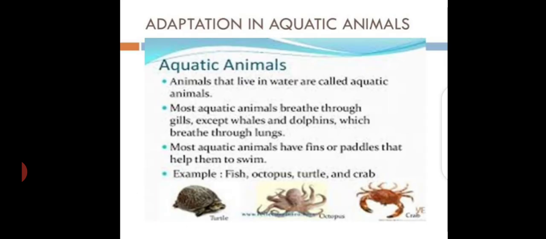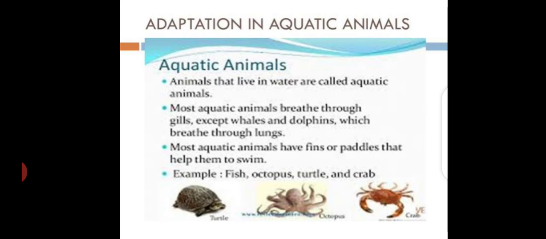Aquatic animals are animals that live in water. They have different adaptive features, things that make them survive in the water body. Most aquatic animals breathe through their gills, except whales and dolphins, which breathe through lungs. So fishes need the gills for breathing, except whales and dolphins that use the lungs.